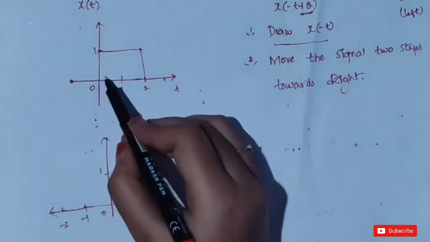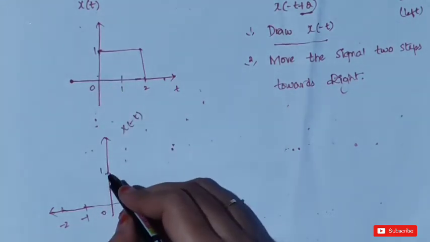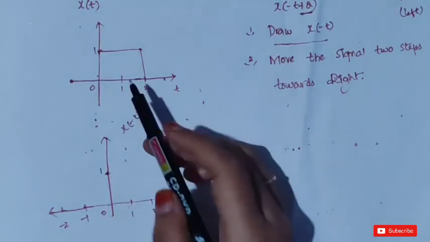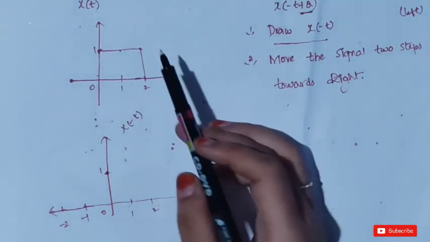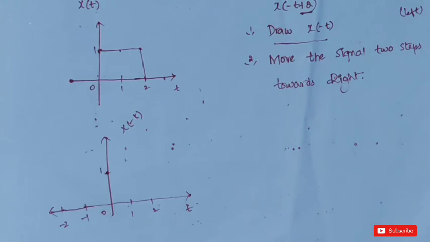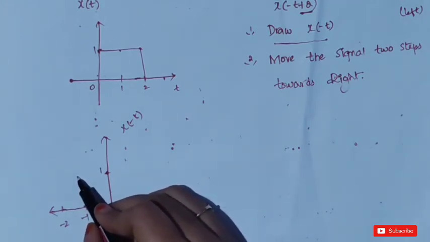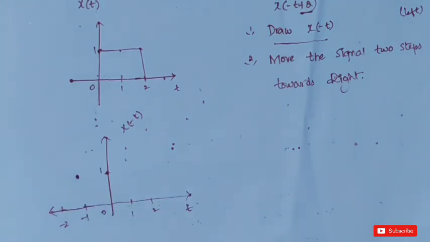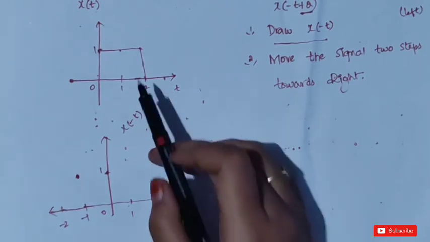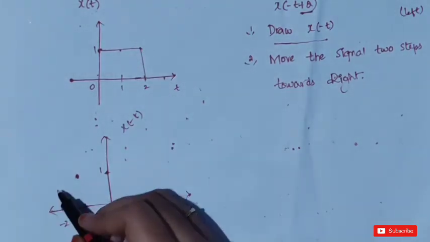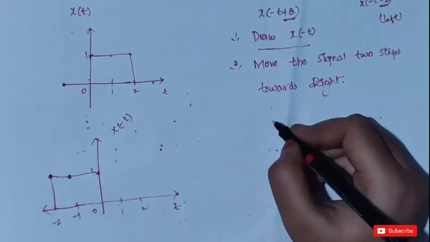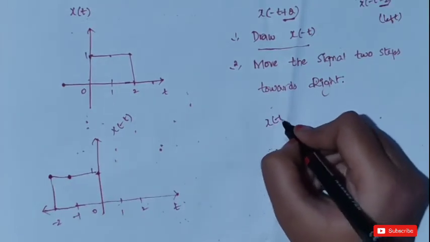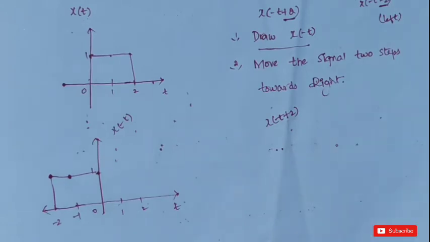See here, at 0 what is its amplitude? 1. So here also its amplitude is 1. At 1 its amplitude is 1 in the x of t signal. So how does it change in x of minus t? At minus 1 it will be 1. In the same way at 2 it is 1, and here at minus 2 it will be 1. This is x of minus t. Now from this signal we need to draw x of minus t plus 2.